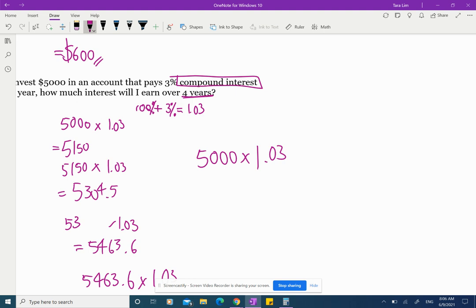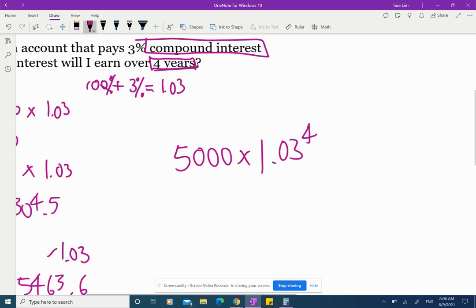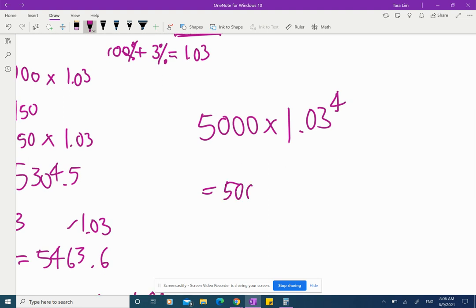And we don't do this because this is simple interest. But compound interest, the faster way to do compound interest, we know that there are 4 years. So 1.03 to the power 4. So 5,000 times 1.03 to the power 4.